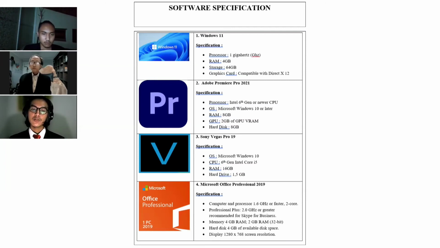Fourth is Microsoft Office Professional 2019. We use this Microsoft software because for any work or business, you can make an appointment with clients and anything you can do with this Microsoft Office Professional 2019. Here the specification minimum requirements you can see.